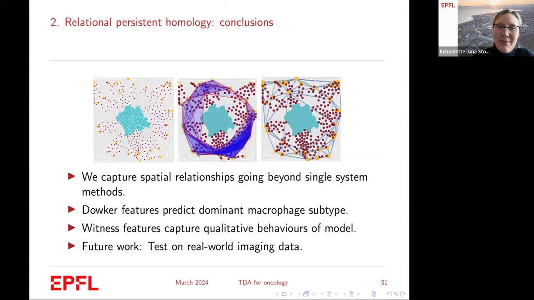So we're really excited about this because we think it's an important step to really capture relationships in spatial data and can give rise to a whole new subfield within TDA, which is relational TDA or relational persistent homology. We can capture spatial relationships beyond single-system methods. And in particular, in our application, we found that the Dowker features can predict dominant macrophage subtype, whereas witness features can capture qualitative behaviors of the model that we used. And we'd now really love to test this on real-world imaging data.